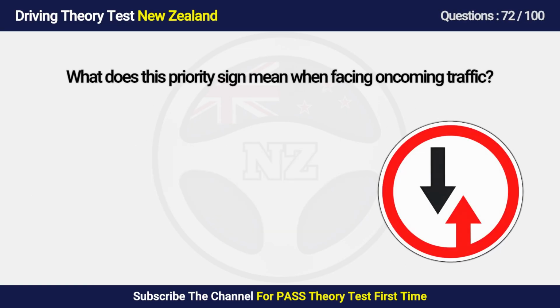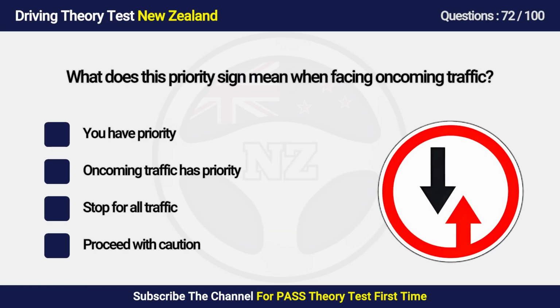Question 72. What does this priority sign mean when facing oncoming traffic? A. You have priority. B. Oncoming traffic has priority. C. Stop for all traffic. D. Proceed with caution.